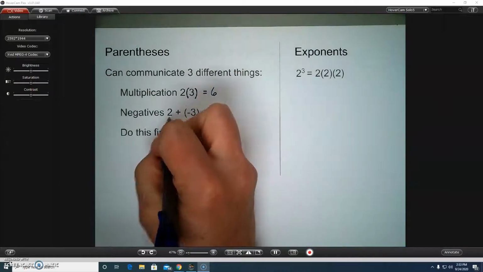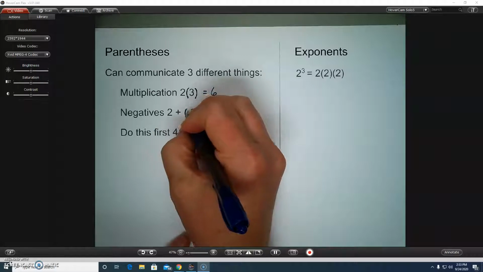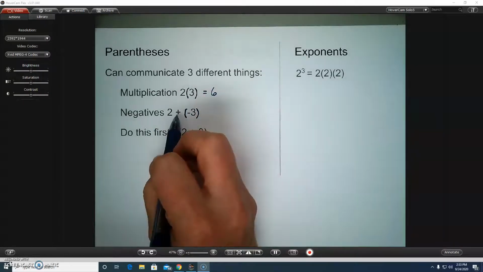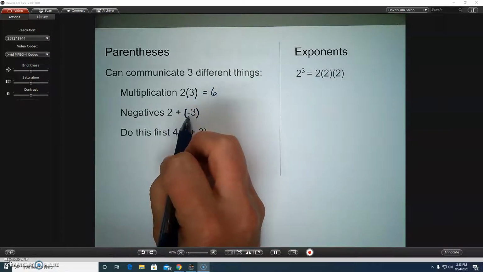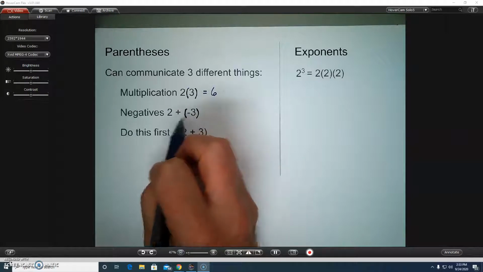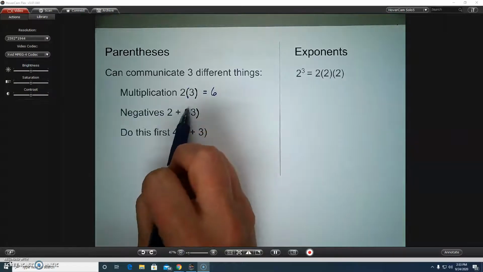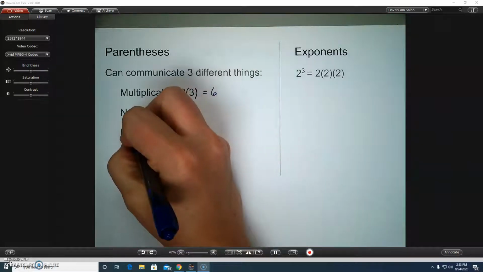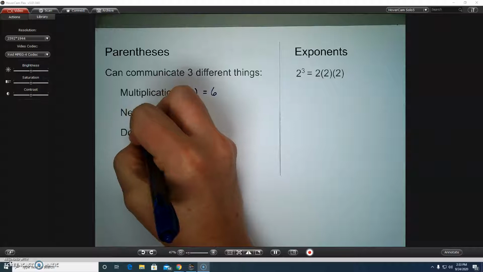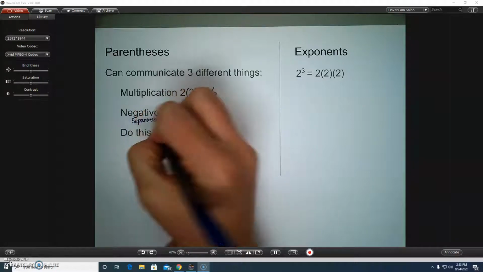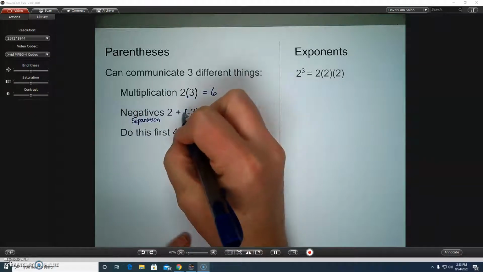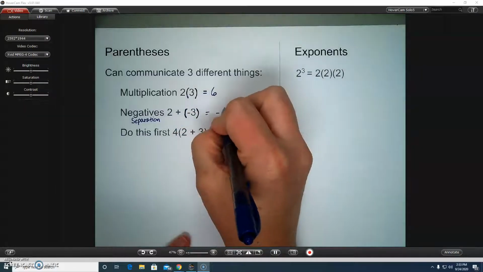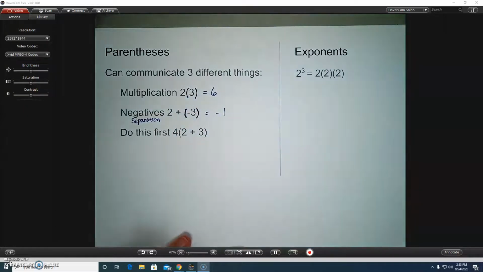This one right here, with negatives, all this is doing is separating. If we have an addition sign and a subtraction sign next to each other, sometimes they get mixed in together and it's hard to tell where they're at. So we use these parentheses for separation. And if I were to do that problem, 2 plus negative 3, I would get an answer of negative 1.